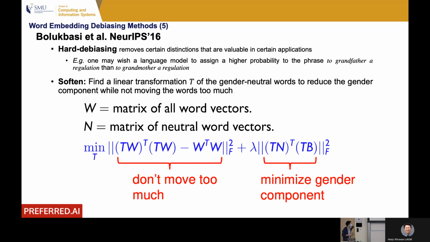The formula on the screen is the loss function they chose. There are two components in the loss function. The first is (TW) transpose multiplied by (TW) minus W transpose multiplied by W. This term maintains that when we transform the word matrix W by the matrix T, it does not move the words too much, so it retains as much as possible the characteristics of the words before debiasing. The second is that when we apply the debiasing method, the projection of the words onto the gender bias direction is minimized. So these methods have overcome the disadvantages of hard debiasing.